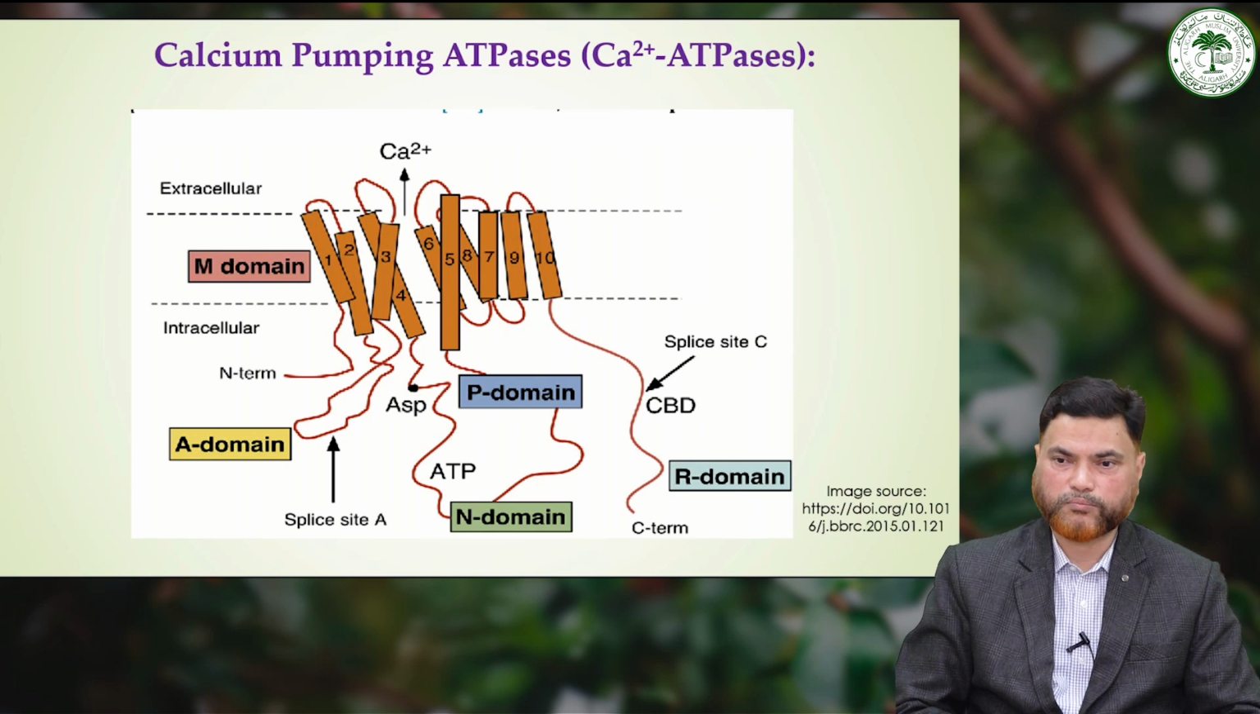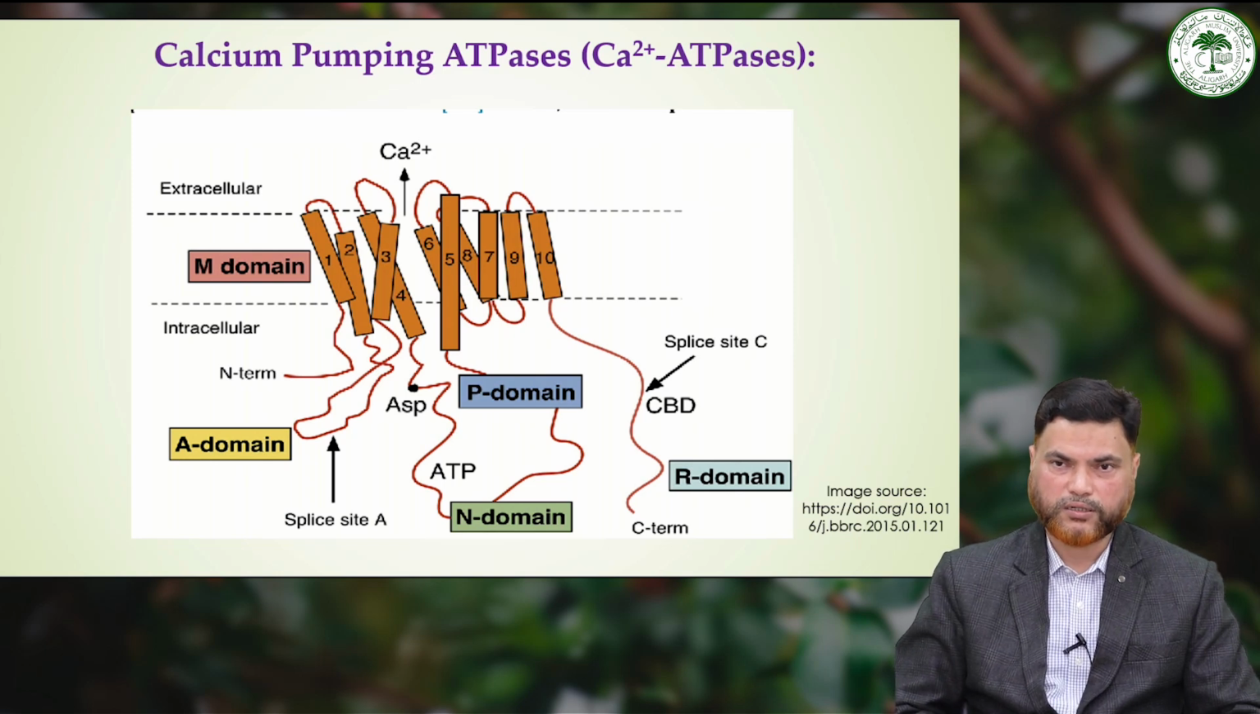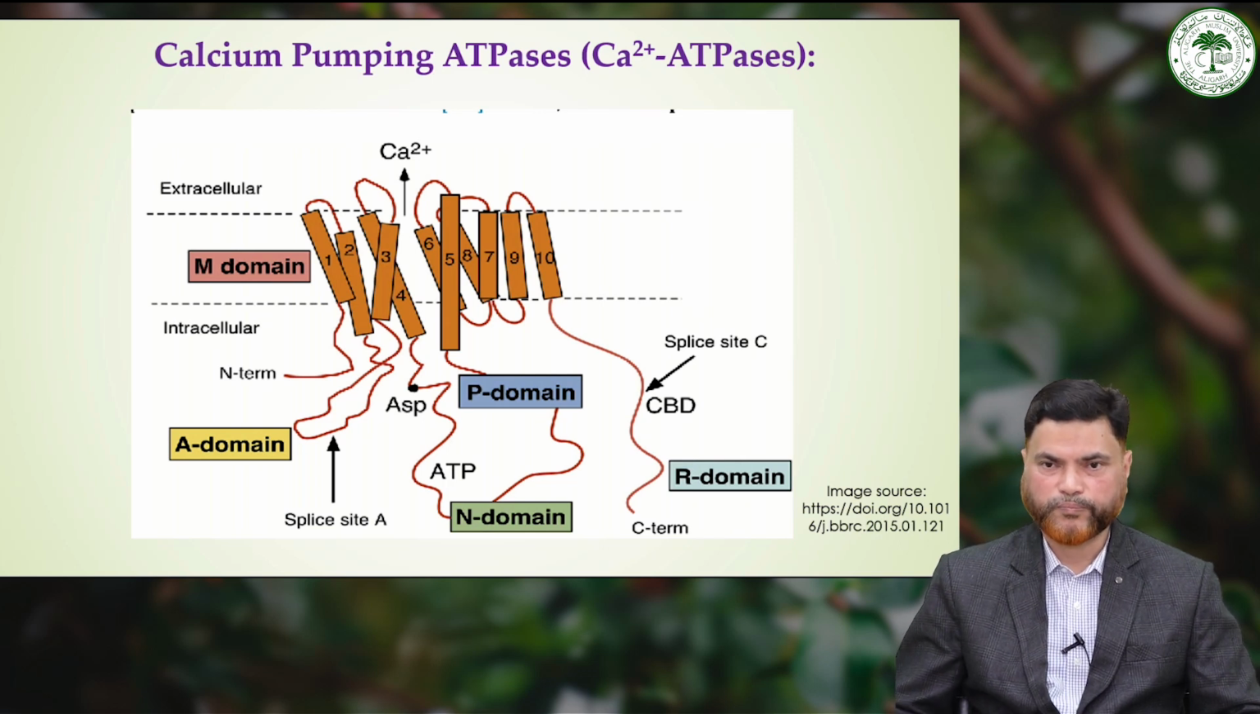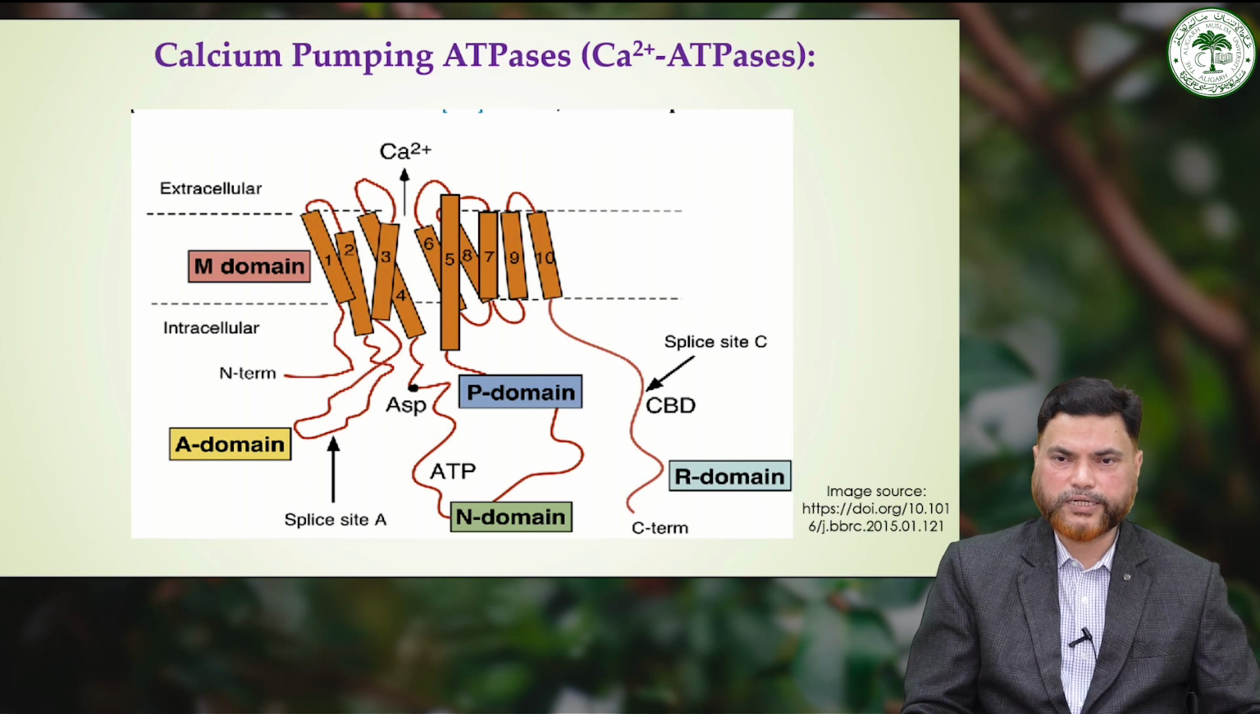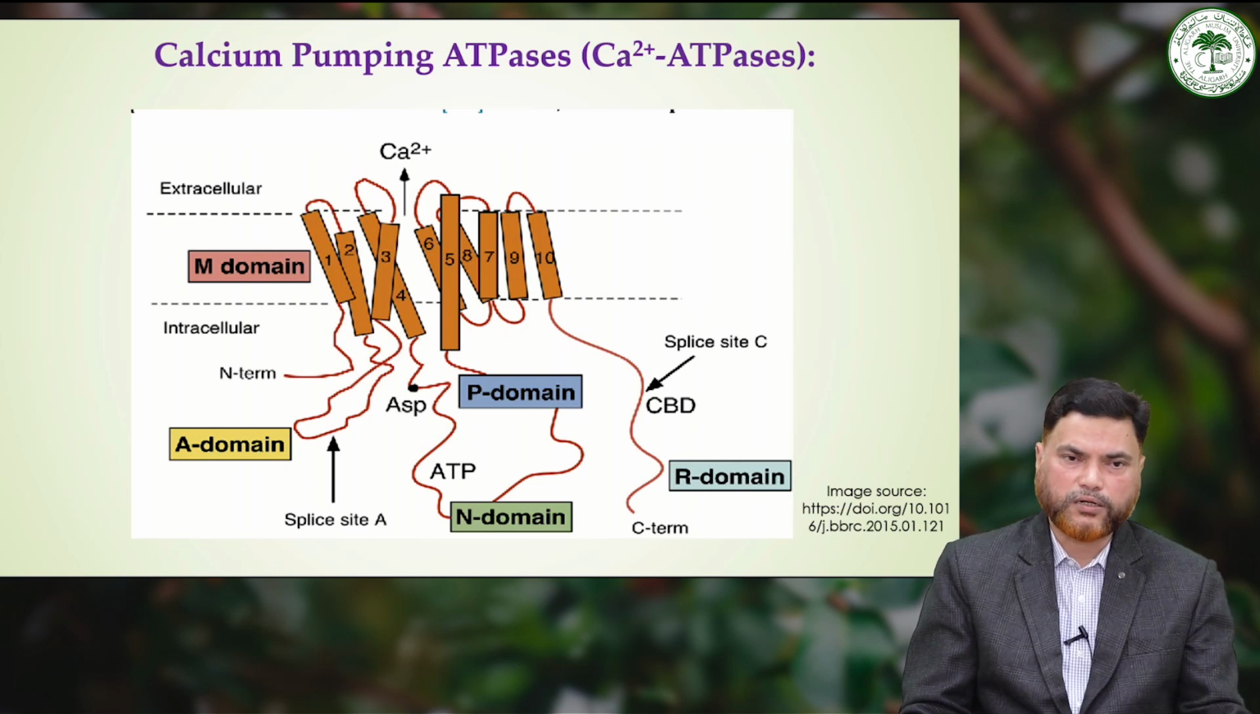Now calcium pumping ATPases are also playing a very crucial role and are present in the plasma membrane, tonoplast, and other membranes like chloroplast and endoplasmic reticulum. So basically they facilitate the translocation of calcium across the membrane by coupling it to the hydrolysis of ATP.